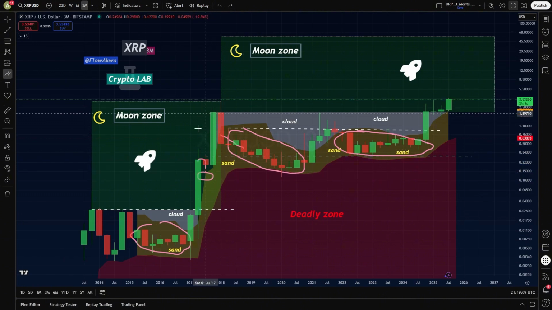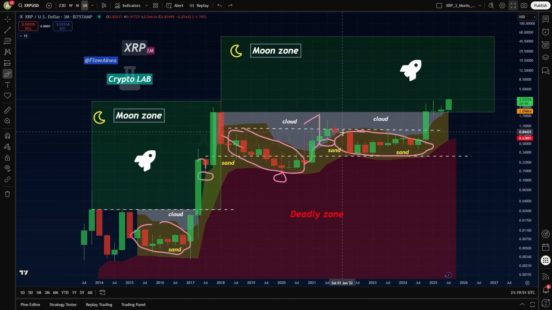So let's continue. We have then our bull run, we went down to retest the deadly zone, then we have here again a bull run, and we came back down to retest what? The sand zone again. And it was a beautiful support. We went up, but it was not enough.